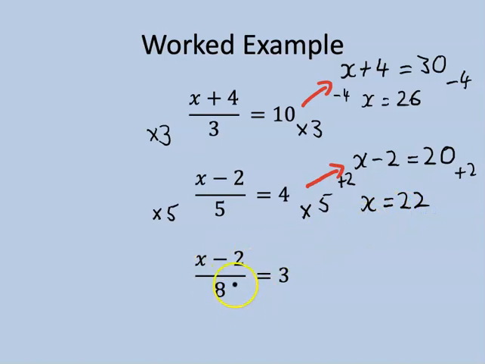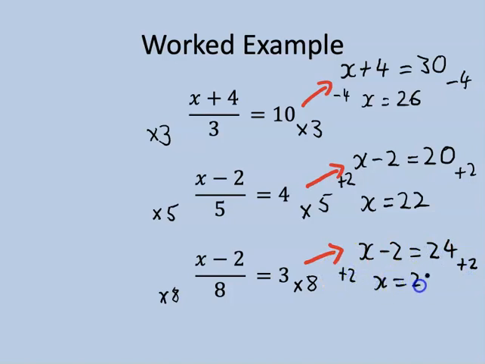And then watch here again one more time. Instead of dividing by 8, I times by 8. Draw my red pen. So x minus 2 is this time 24. So when I add 2 to both sides, x is 26. And those are my 3 different answers. So just have a look, see how I've done them.